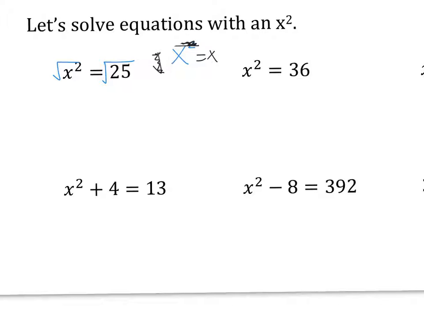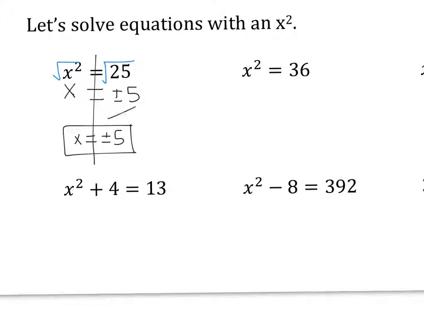So let me erase this and get this out of the way, and we'll get back to the example so you get a lot of space to write. Now that I took the square root, I'm just left with x, and the square root of 25 is actually plus and minus 5, because we know 5 times 5 is 25, but also negative 5 times negative 5 is 25. So my two solutions are x equals plus or minus 5. And I can write this plus and minus here, and that means positive 5 and negative 5.